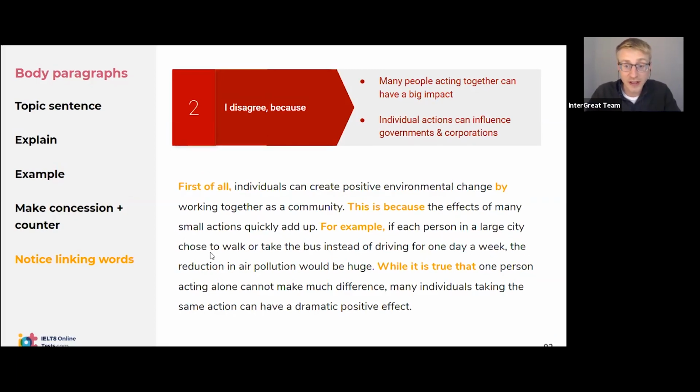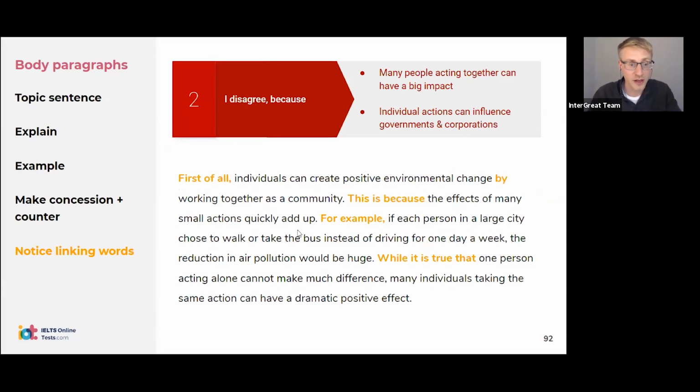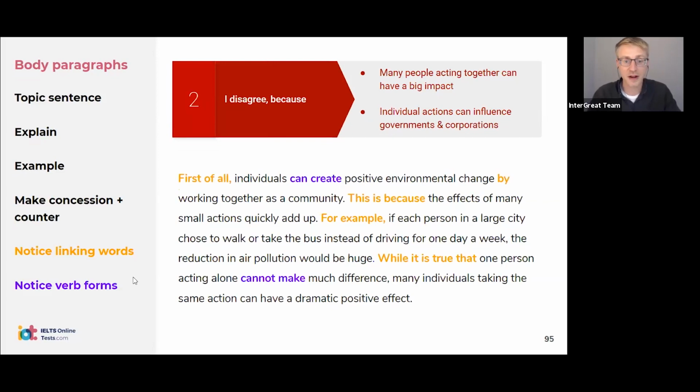We've got your linking expressions here for reasons, for examples, for counter. We've also got some useful grammar as well, which I'm hoping I can show you if you give me a second. What's happening here. And yep. Oh, and I think we're back. Maybe. There we go. Okay.